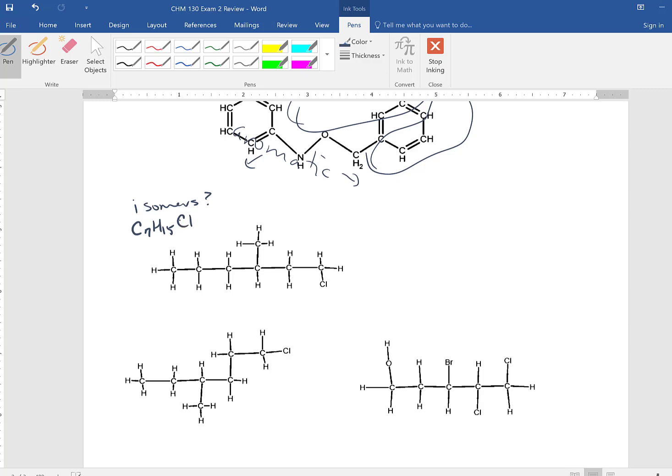So down here, 1, 2, 3, 4, 5, 6, 7 carbons. 15 hydrogens and 1 chlorine. So are they isomers? Yes. They have the same formula. So if they have the same total number of atoms, then they're isomers. So then the next question is, are they conformational isomers or are they structural isomers? And how do you tell?